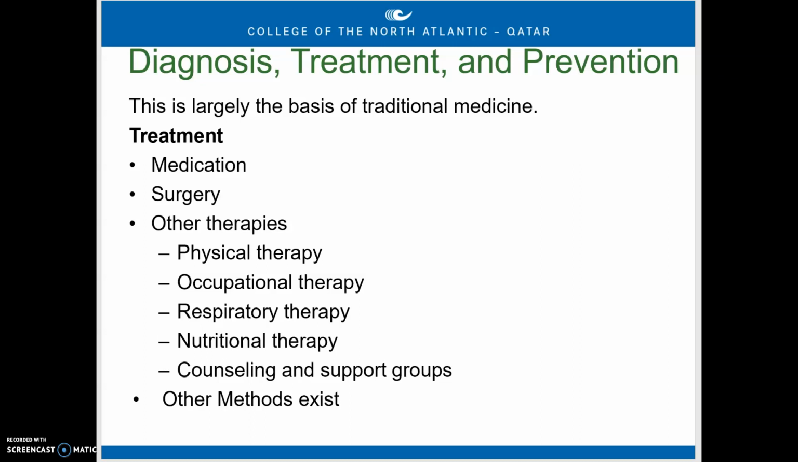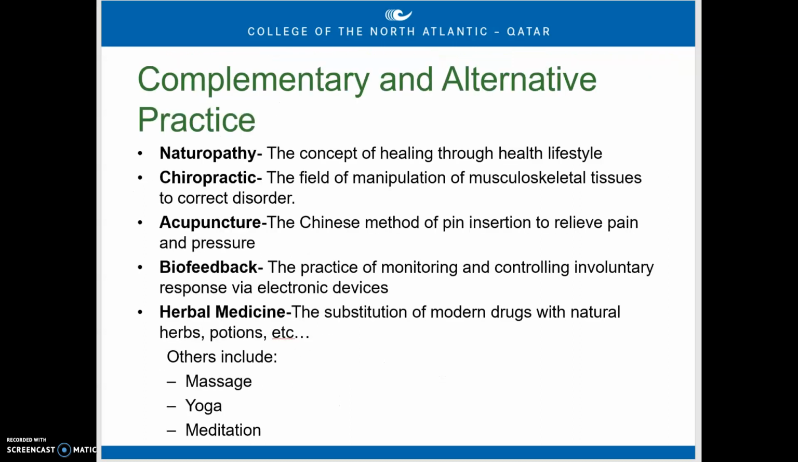And there's also many other methods that exist in order to treat disease. Some of these alternative things that we can look at are naturopathy, so the concept of healing through a healthy lifestyle or returning to nature. A chiropractic, which is the field of manipulating musculoskeletal tissue in order to correct a disorder. So if you often see people on their back, they look like they're getting a very rough massage. That's an example of chiropractic.